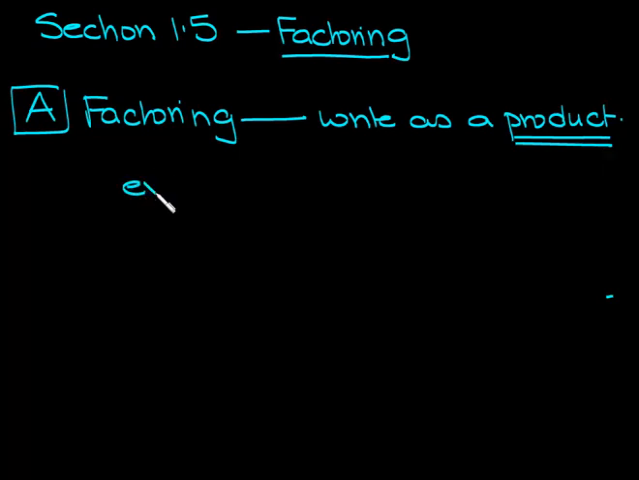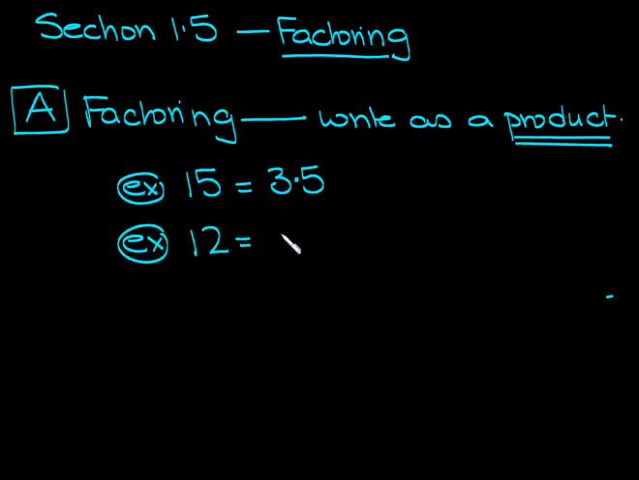So here are some examples with just some numbers. For example, if I want to factor 15, I want to write 15 as a product. So I can write it as what? 3 times 5. So we wrote it as a product. If I have 12, 12 can be written as 4 times 3, but then that can be factored further since 4 can be written as a product too, so we can write it as 2 times 2 times 3. So these are some examples of factoring.